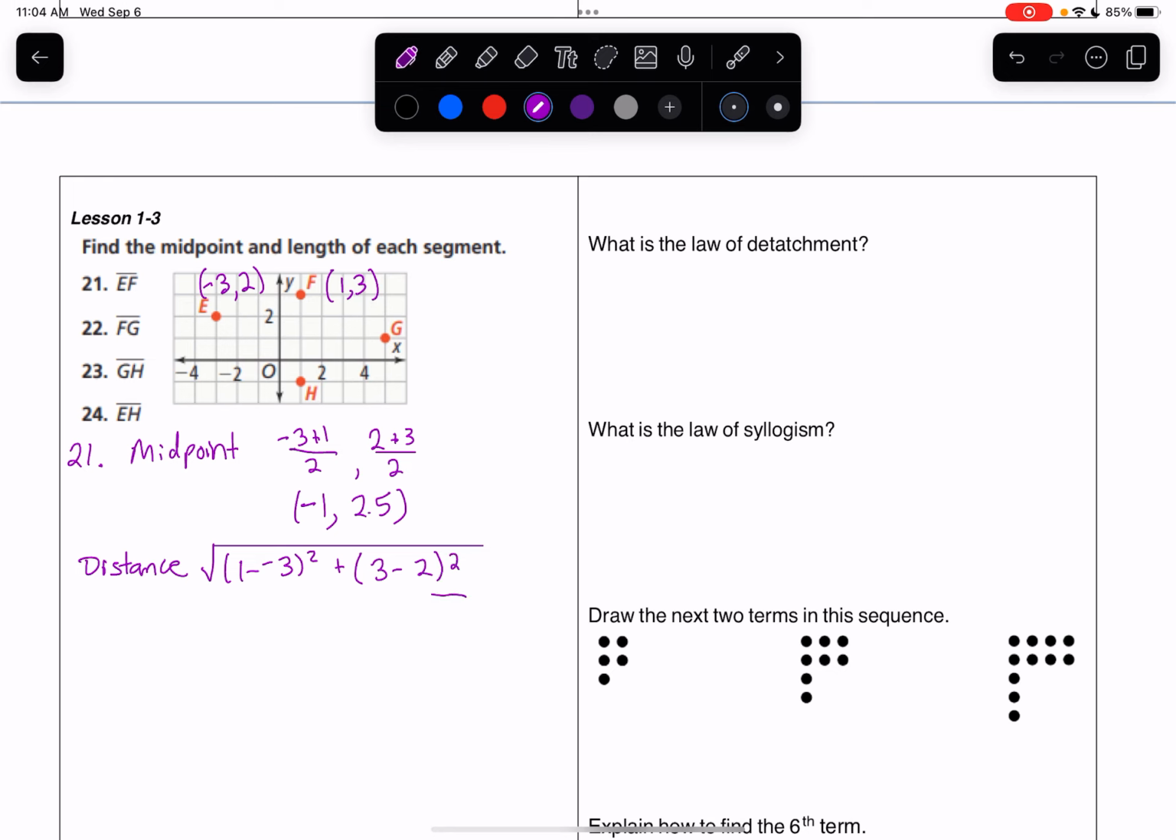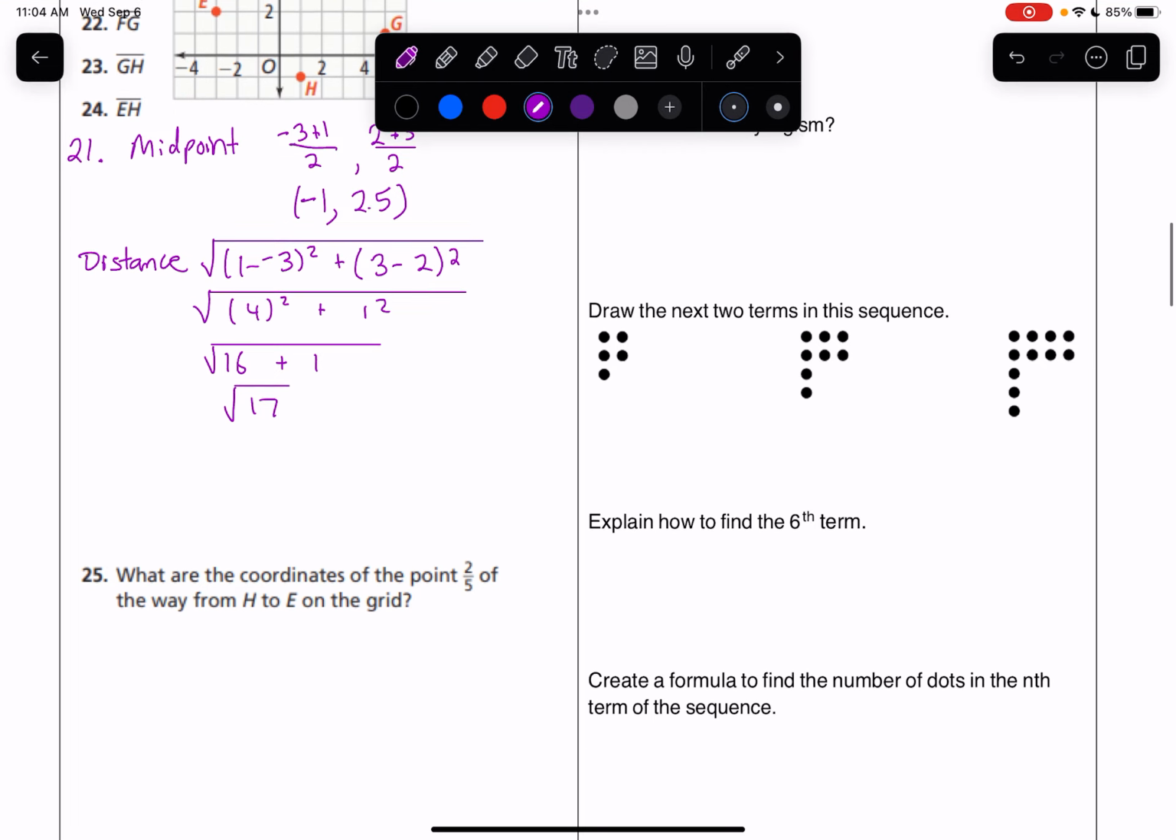And I'll go ahead and I will simplify and solve here. So that's going to be the square root of 1 plus 3, which is 4 squared, plus 1 squared. And that's going to give us the square root of 16 plus 1 gives us, finally, the square root of 17. We can change that into a decimal if we want to, but that works as well.